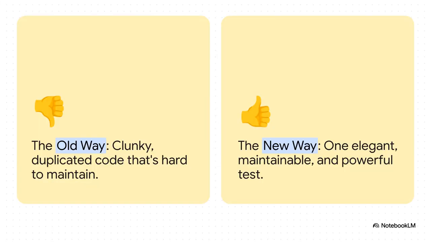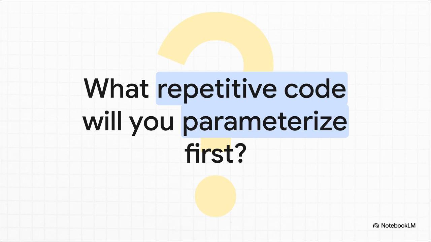So let's just step back for a second and appreciate this transformation. We moved from the old way on the left, that clunky, duplicated code that's a nightmare to maintain, and we've embraced the new way on the right, one single, elegant, and powerful test that does the work of many. It is cleaner, it's smarter, and it is so much more efficient. So we've covered the what, the why, and the how. You now have the full recipe to clean up your own test suite. So I'll just leave you with this question. What's the very first piece of repetitive code in your project that you are going to go and transform with parameterization?